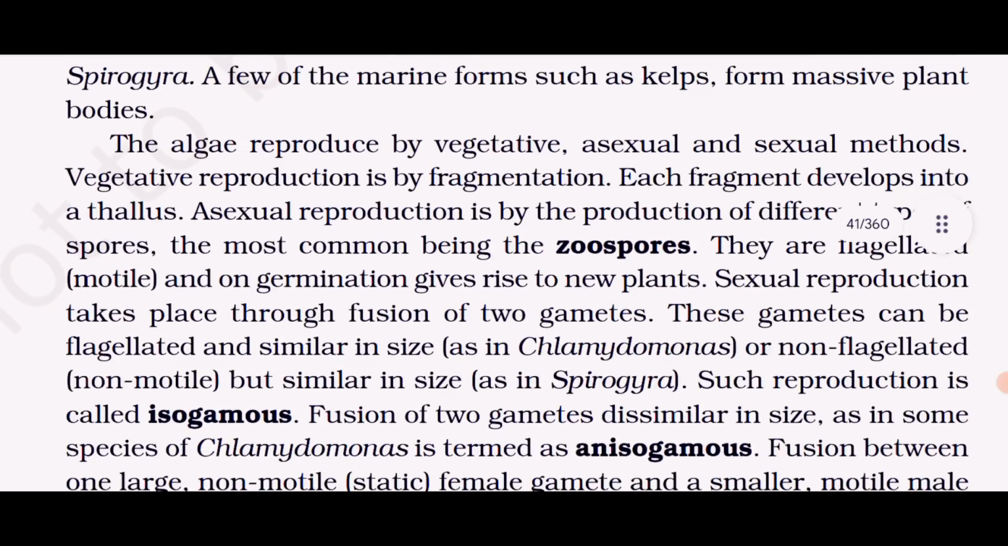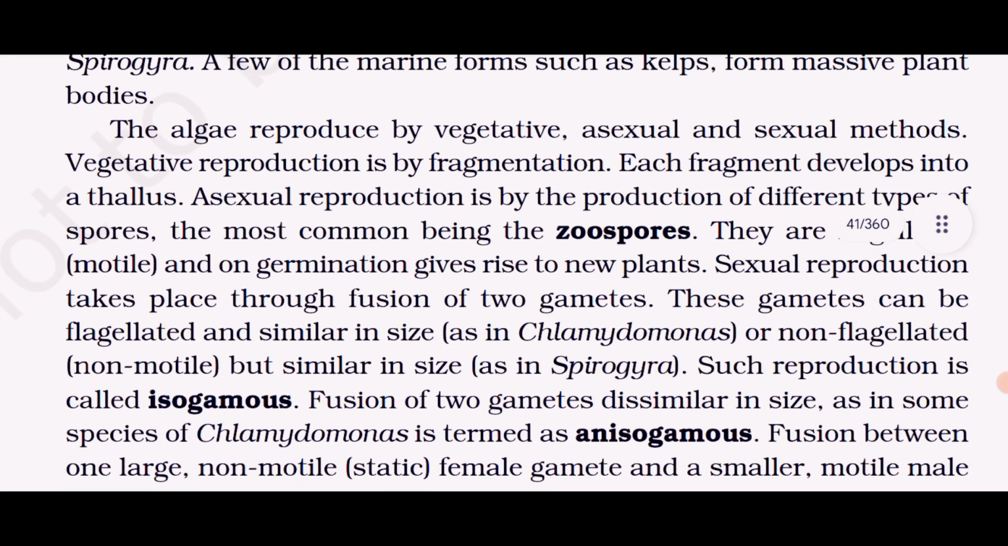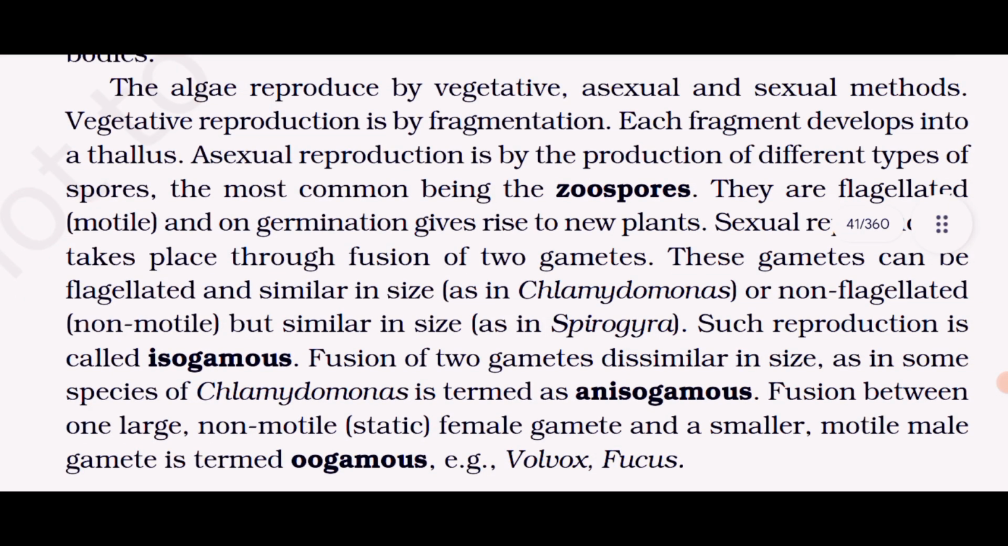The algae reproduce by vegetative, asexual, and sexual methods. Vegetative reproduction is by fragmentation. Each fragment develops into a thallus. Asexual reproduction is by production of different types of spores, the most common being the zoospores. They are flagellated, motile, and on germination give rise to new plants.